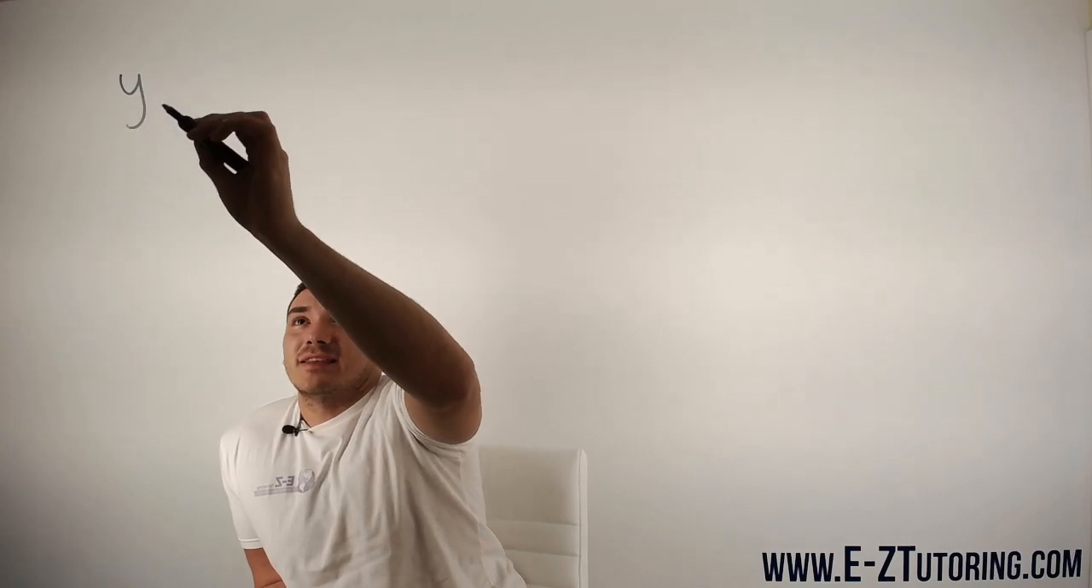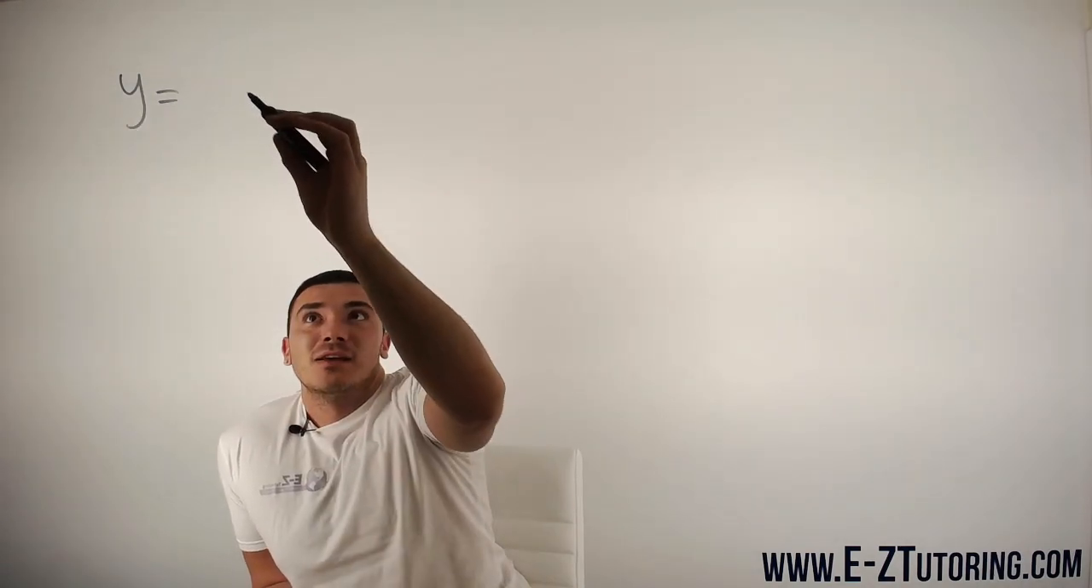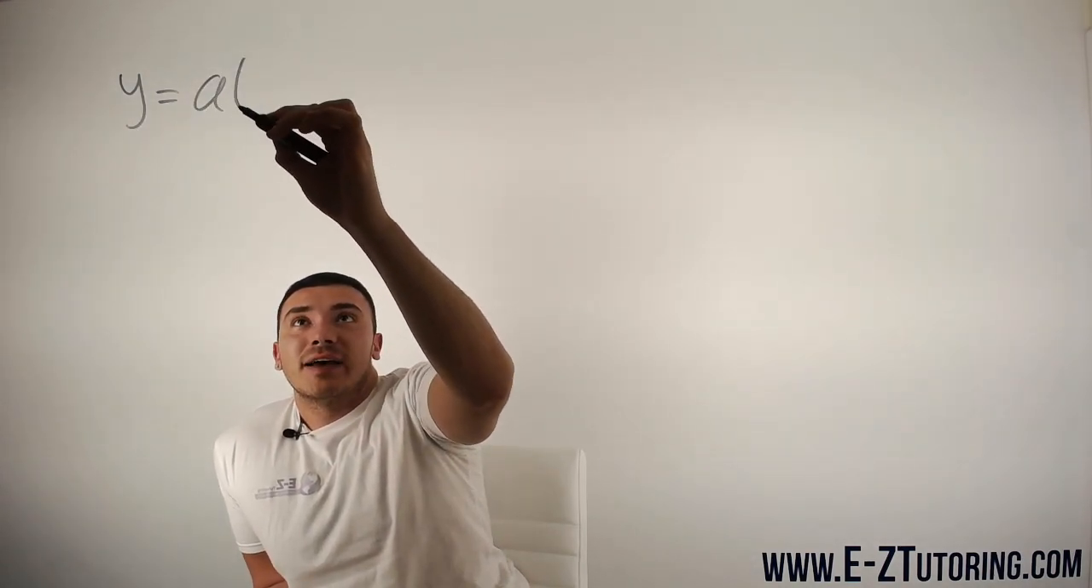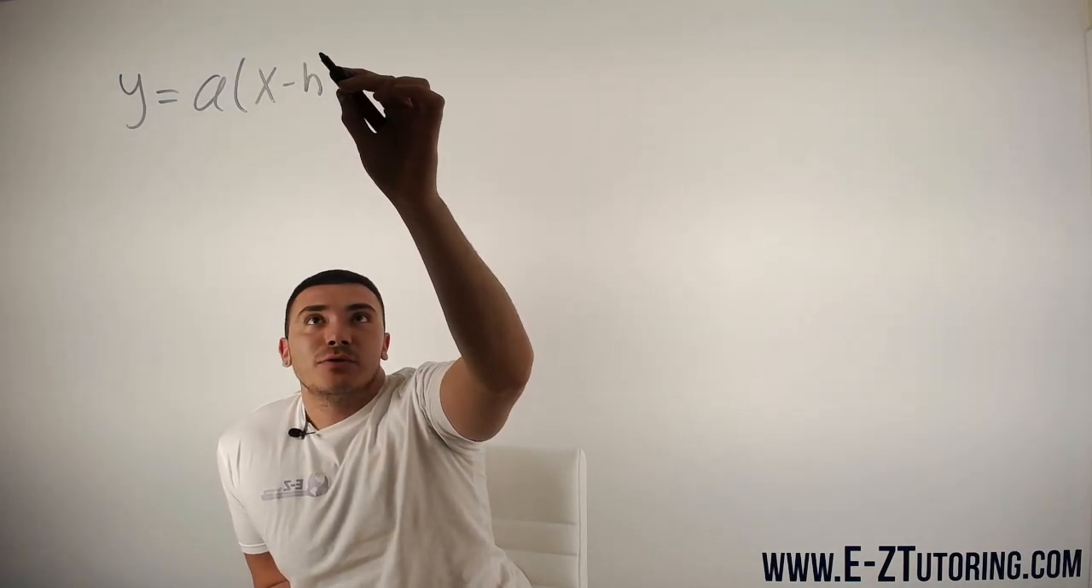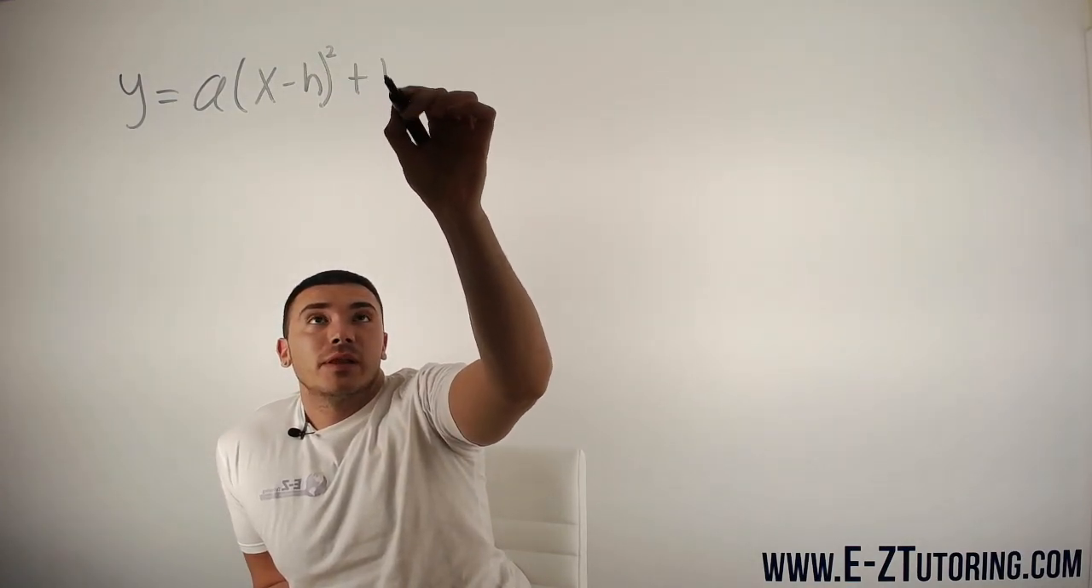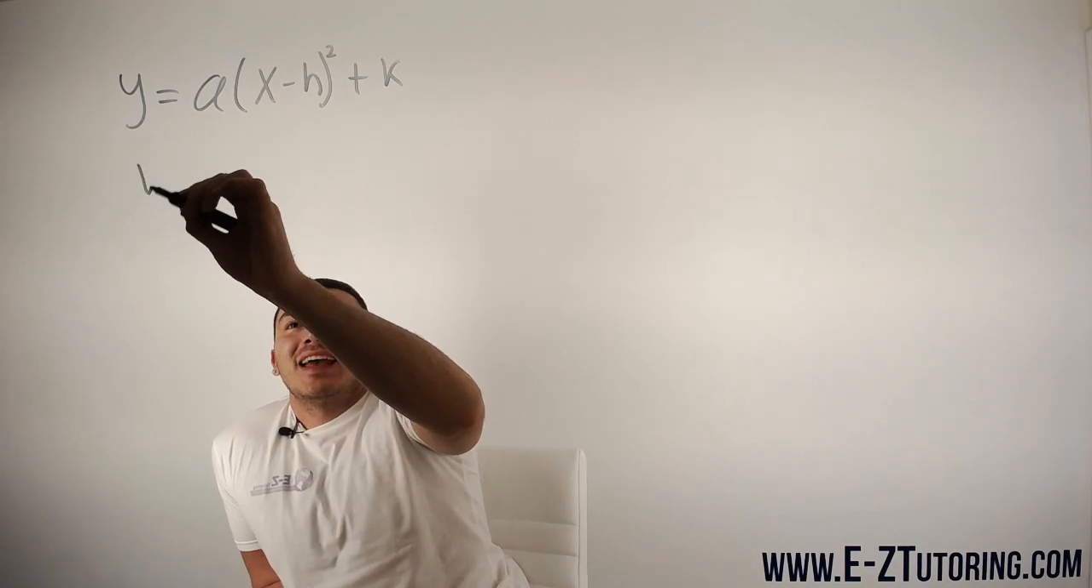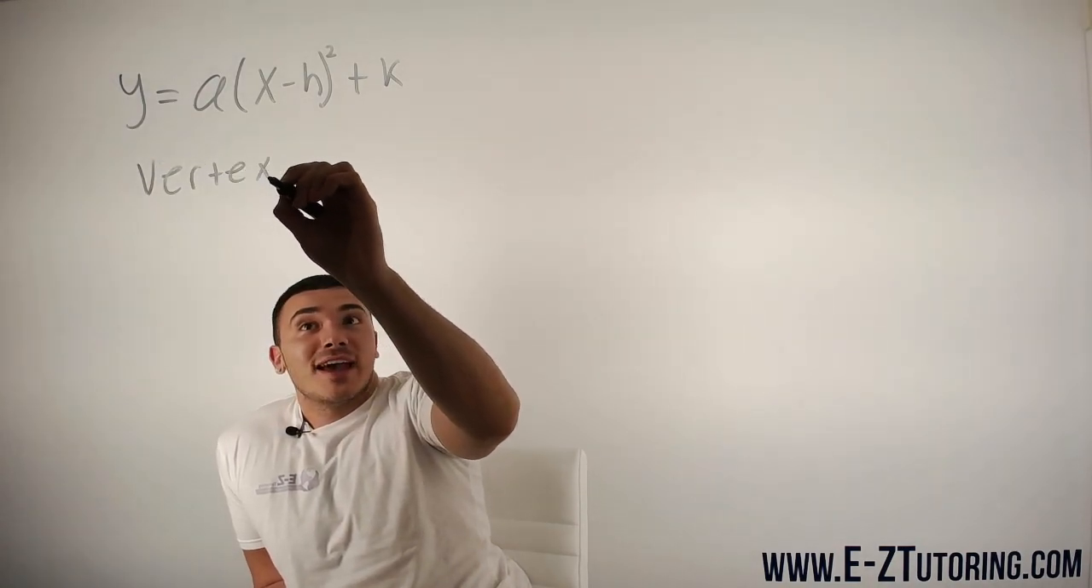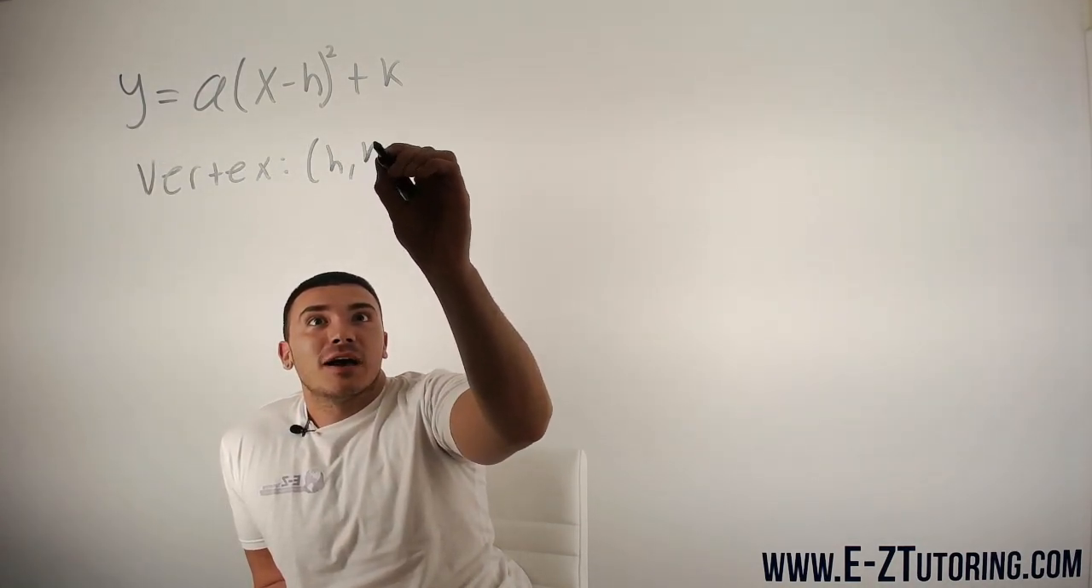Today we are going to cover how to write an equation when you are given a vertex and axis of symmetry. So what you need to be familiar with when you're writing these equations is the vertex form of an equation, which goes a times (x minus h) squared plus k. And in this form, your vertex is (h, k).